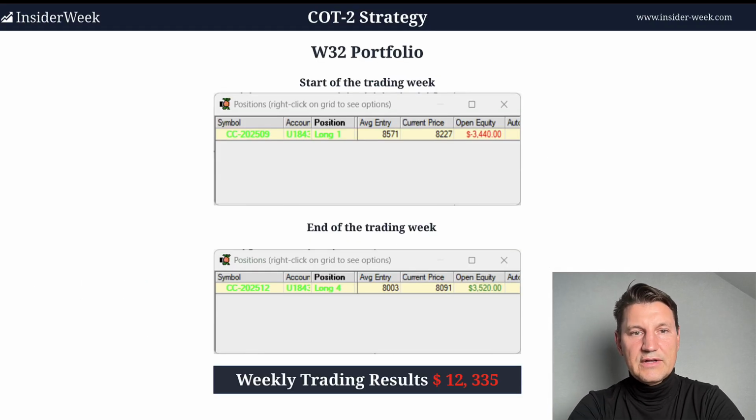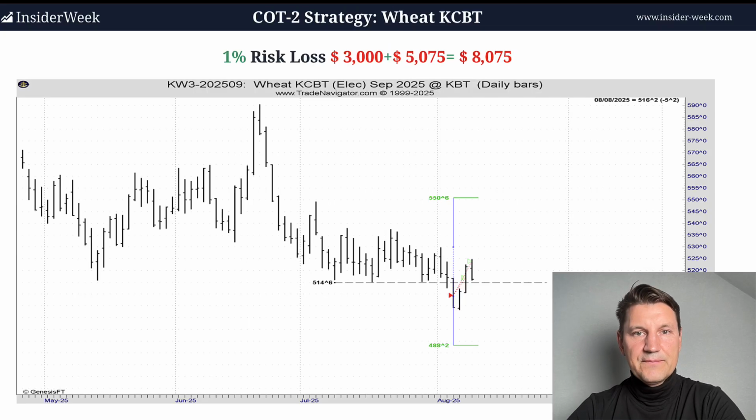Here you can see my CFTC trading strategy. I started last trading week with an up trade in cocoa. I was 1 contract long. During the week I was stopped out in this trade and made a re-entry with 4 contracts long. As you can see, the weekly result is $12,335.